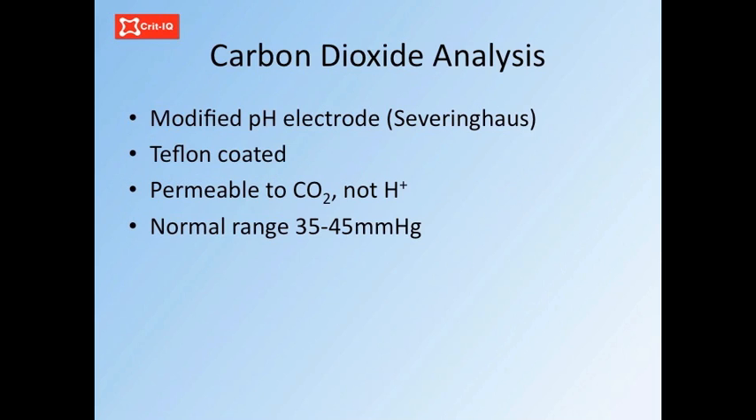Carbon dioxide is measured using a Severinghaus electrode and is effectively a modified pH electrode as described previously. A Teflon membrane separates the sample from a buffer solution containing bicarbonate ions surrounding a pH electrode. Carbon dioxide, but not hydrogen ions, can permeate across the Teflon membrane to generate a measurable pH change, which correlates with the CO2 concentration of the sample. The normal range for carbon dioxide is 35 to 45 millimeters of mercury.